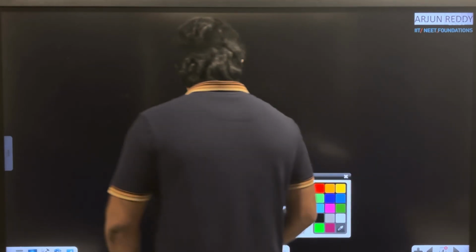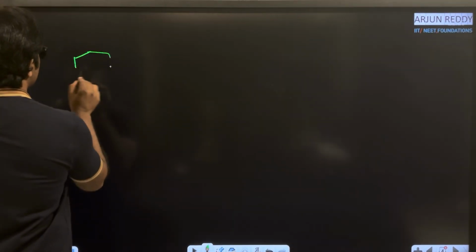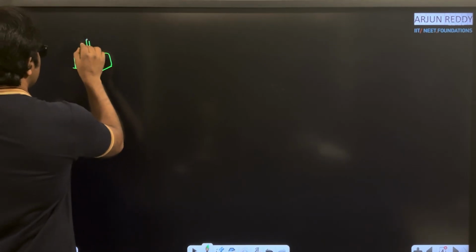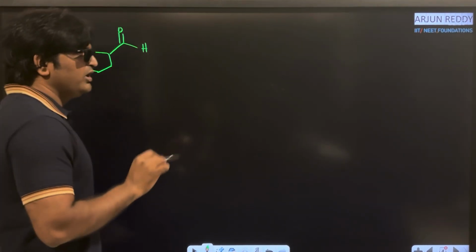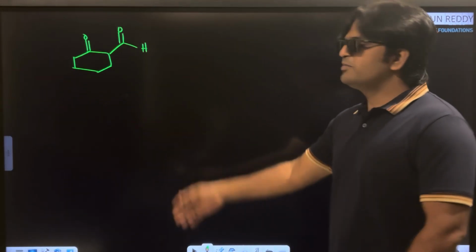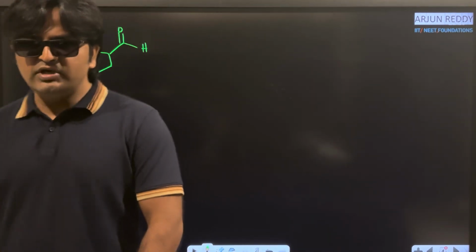I am going to give one more example. This compound is given like this, a 6-member ring system. Here C=O, and again here C=OH. Slowly I will try to introduce all types of concepts, right? This is my 1,3-dicarbonyl compound. One is in the form of ketone and one is in the form of aldehyde.